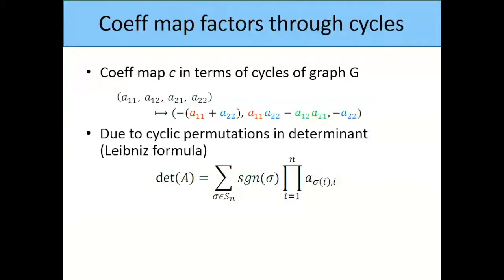So why does this work out in our case? Well, remember, our coefficient map has the coefficients of the characteristic polynomials of A and A1. And the coefficients of the characteristic polynomial are just sums of determinants of various sizes. So thus, since we can write determinants in terms of cycles, that's why our coefficient map can be written in terms of cycles. Yeah?